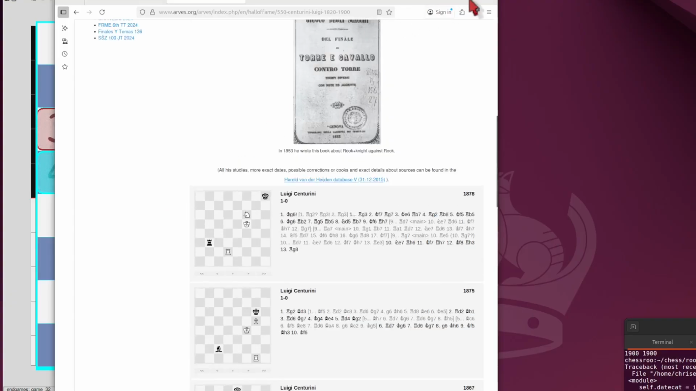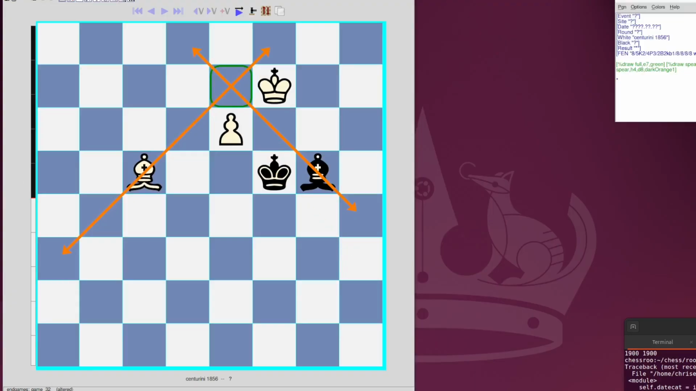Okay, so let's close that and have a look at this Centurini position, to understand it a little bit better, the image I was showing you on the thumbnail. Okay, so this is the structure you normally look at. You have an advanced pawn, and we're looking at the square in front of it, and that's the key square: are the two diagonals longer than 3 in length?